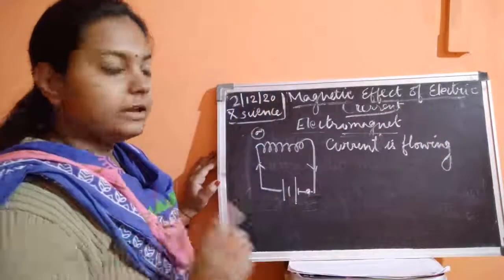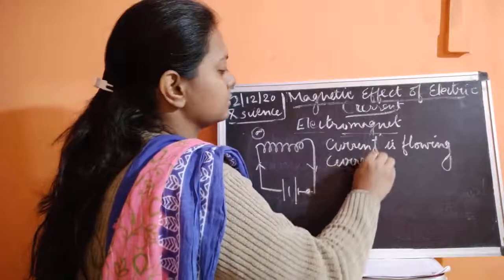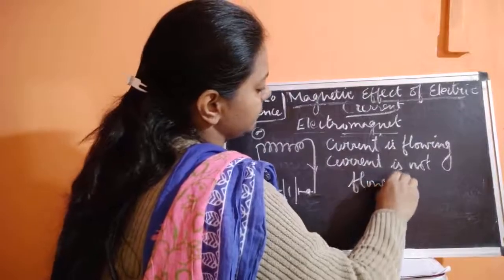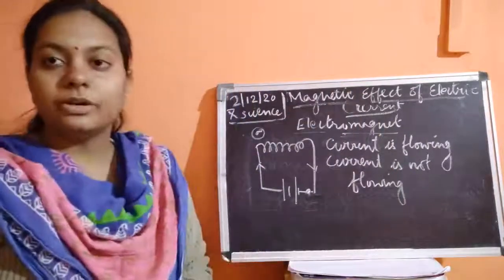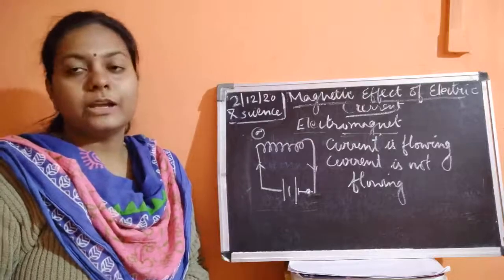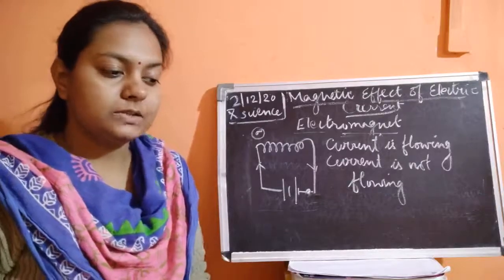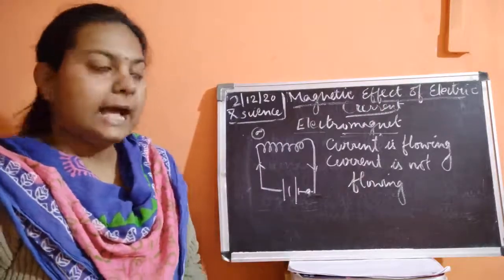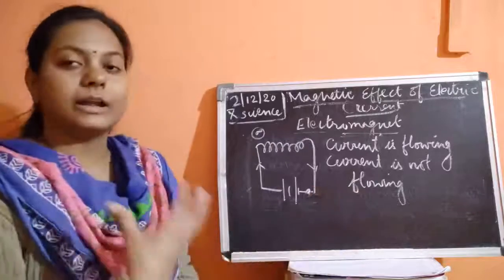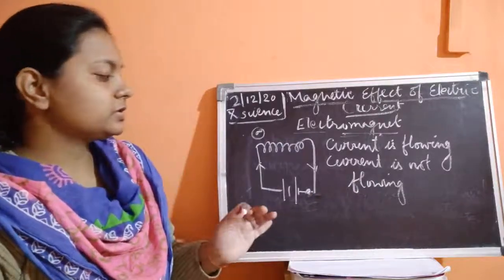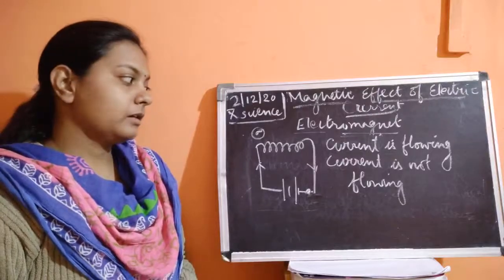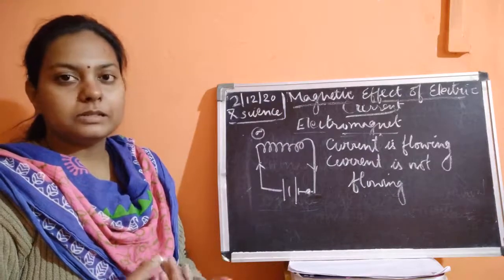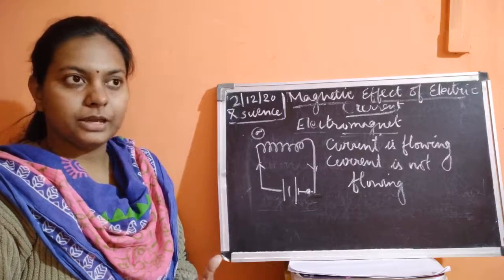And a condition where the current is not flowing. So what can we conclude in these two situations? In the first situation, where the current is flowing, till the time the current is flowing in this circuit, the magnetic needle shows the deflection. As soon as we stop the current flowing in this circuit, as soon as we switch off this circuit, what happens? The needle of the compass comes to rest.